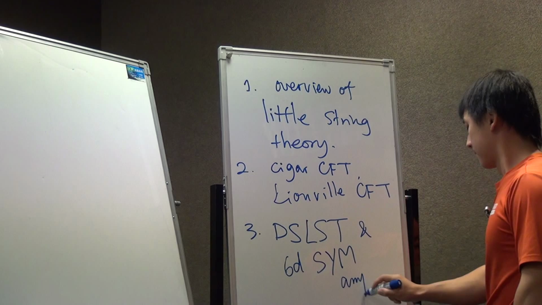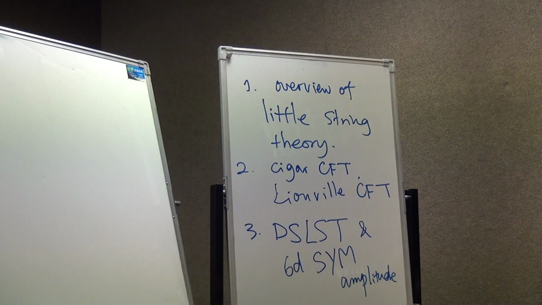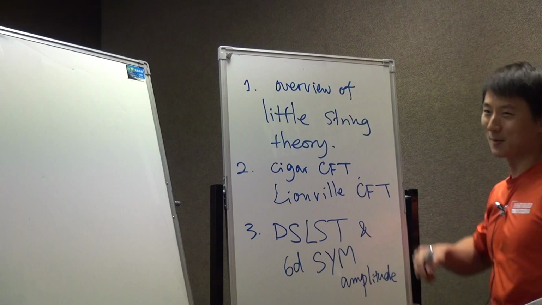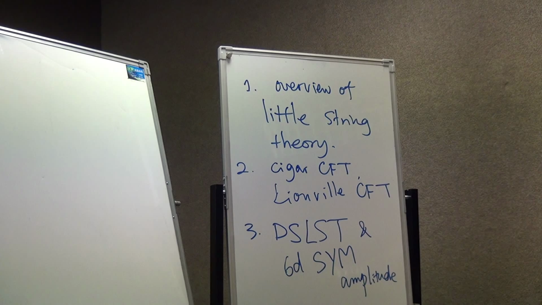Now, you may already wonder, the six-dimensional Yang-Mills theory is not a UV complete theory. It diverges at some loop order, which I'll describe later. So what am I talking about? All of that will be explained in detail later, probably not today actually, because today I'll mostly spend my time reviewing what was known about little string theory and the CFT setup.